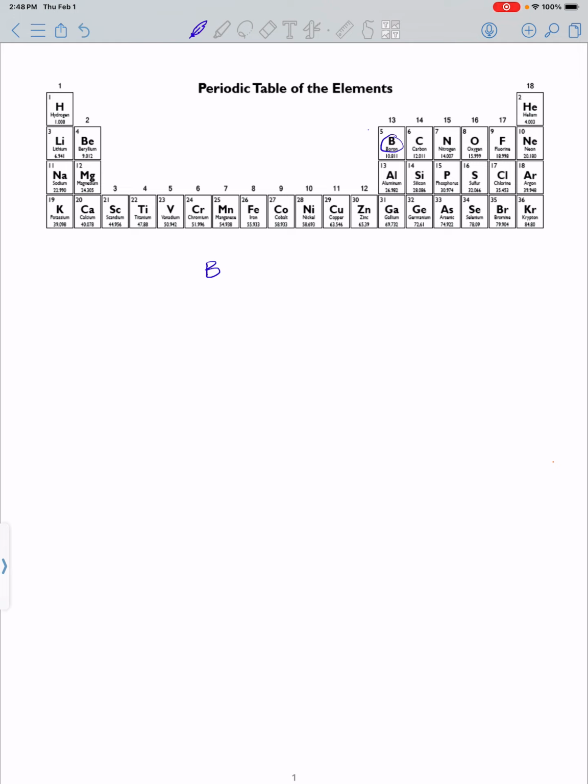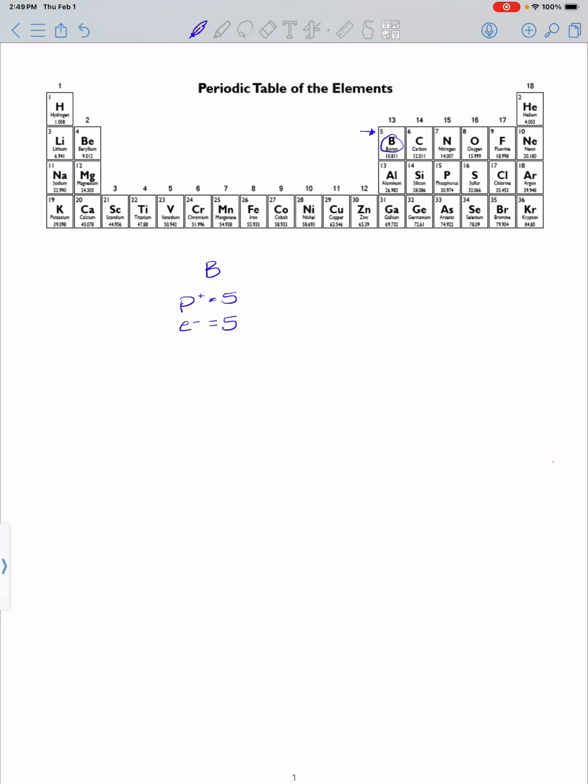How do we know that? Because this tells us the number of protons. So there's 5 protons in boron. There's no charge, positive or negative, so the number of electrons has to equal the number of protons. We're not worried about neutrons. The only way we can determine how many neutrons we have is if we're given the mass number or told exactly how many neutrons there are.